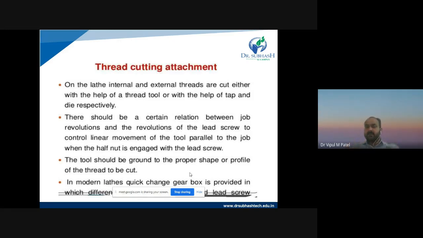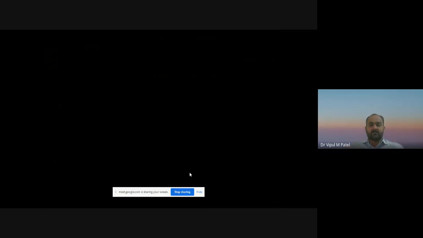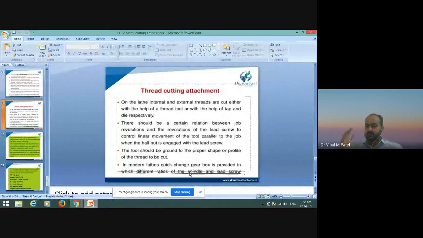That is the importance of threading. If the accuracy of the pitch on the lead screw is not proper, then you will not get a high degree of accuracy. You will not get the proper workpiece with a high degree of accuracy or precise work, we can say, right? So in the modern lathe, the quick change gearbox is provided with different ratios of the spindle and the lead screw.